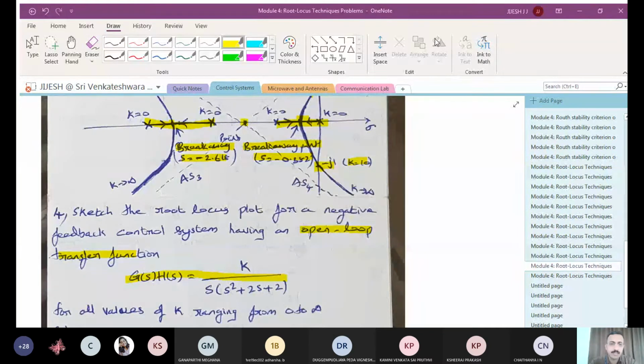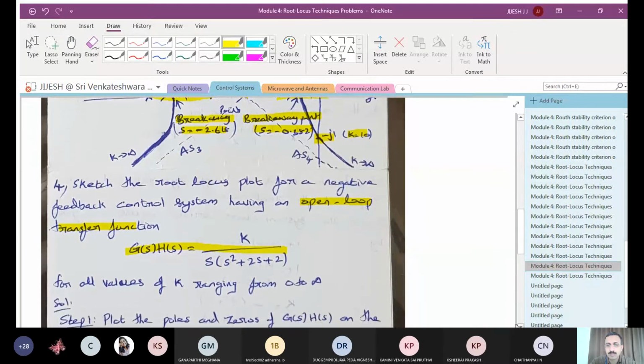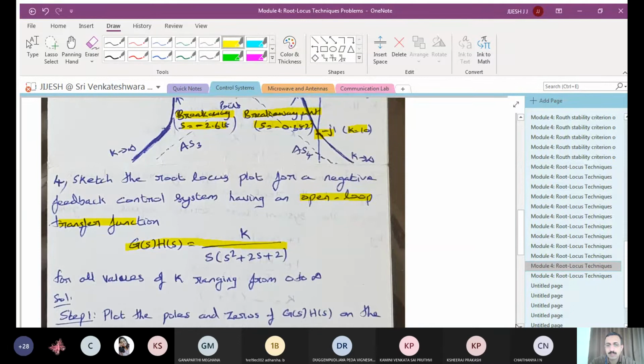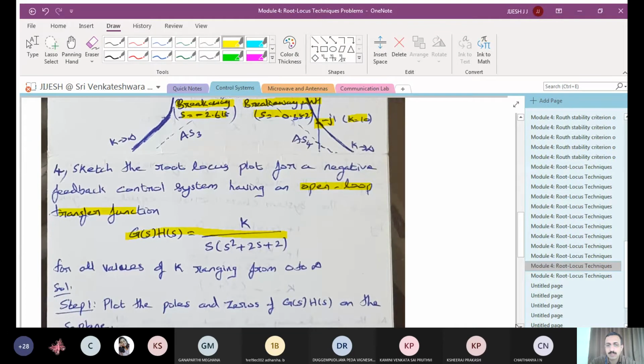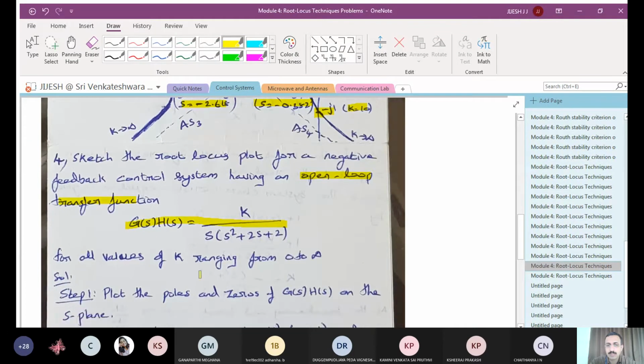So students, you can start doing the problem. We will do it step by step. So first step is what? When you get this problem, you have to plot the poles and zeros of g of s, h of s on the s plane. So write down step 1: poles and zeros to be plotted for g of s, h of s in the s plane.